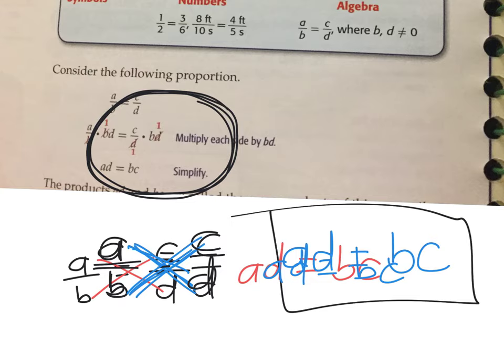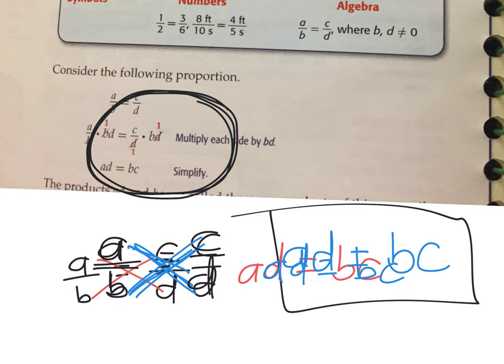With equations, we can do whatever we want to an equation as long as we do it to both sides. Because if we do it to one and the other, it balances back out. So you can do any operation that you want as long as you do it to both sides of the equation.